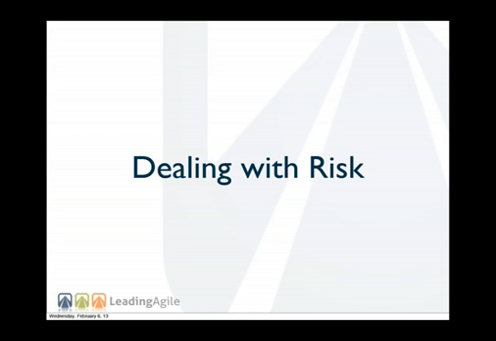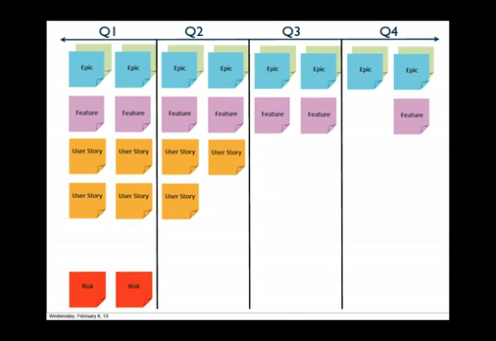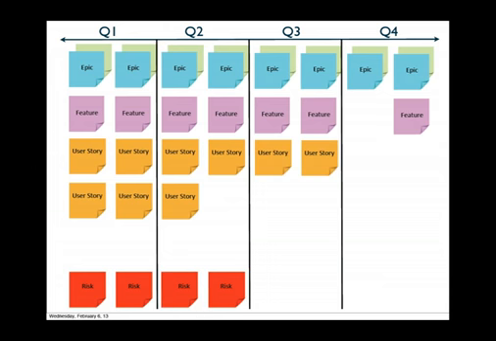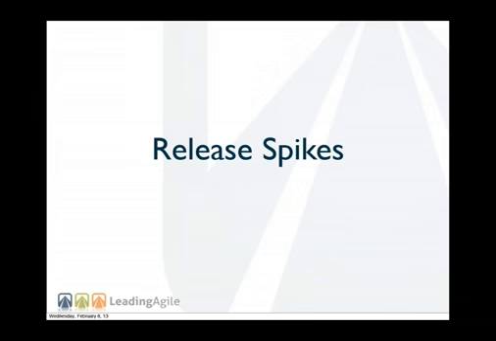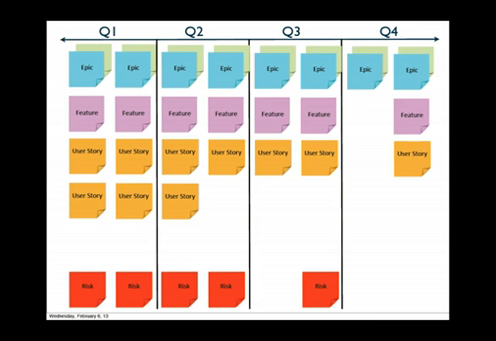So when I'm dealing with risk at the enterprise level, now I've got epics that break down into features. I've got features that break down into user stories. But now, because I've looked a little bit further ahead, I can start anticipating risk. I can start dealing with the things that I know and the things that I don't know.